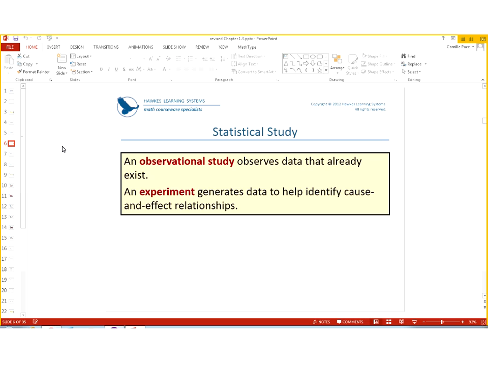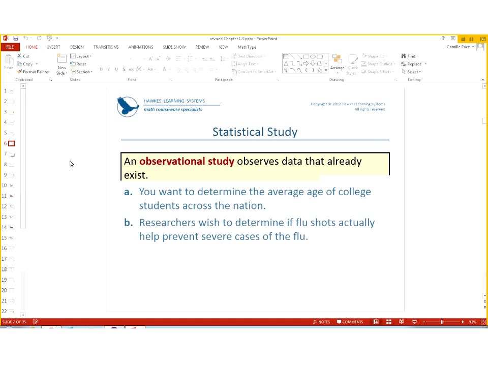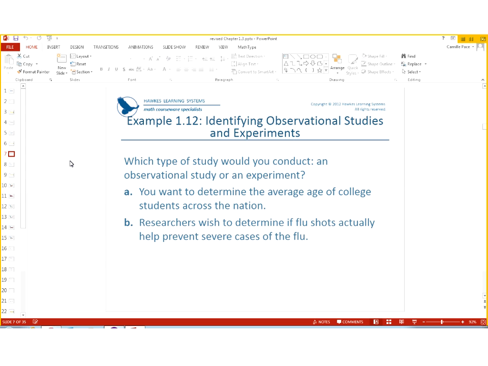An observational study observes the data that already exists. An experiment generates data to help identify cause and effect relationships. So let's see if it's an observational study or an experiment. You want to determine the average age of college students across the country. And a researcher wishes to determine if flu shots actually help prevent severe cases of the flu.